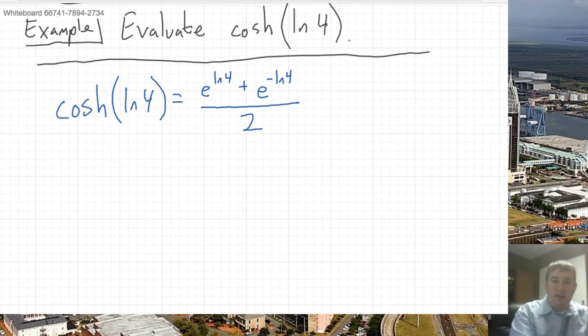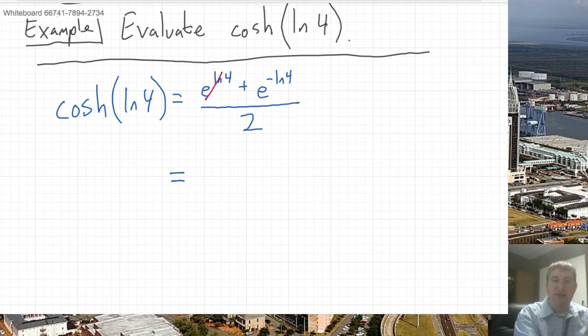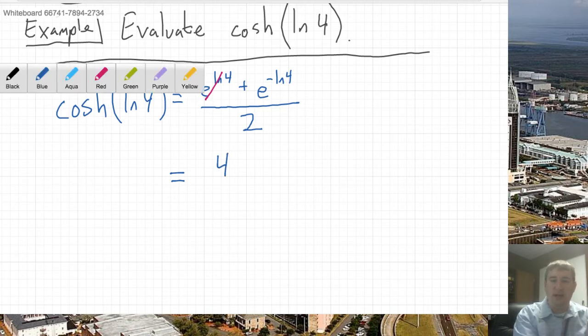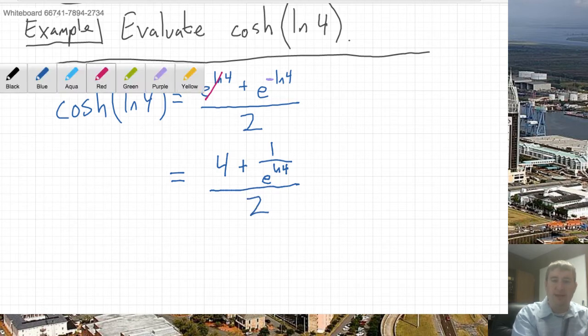Okay? Now, well, what can I do? Let's see here. First part's easy. e and natural log are inverse functions. They cancel each other out, leaving me just a 4. But I have to be careful because I'm not going to get a negative 4 for this other one. That minus sign here means I can rewrite that as 1 over e to the natural log of 4, all divided by 2. And then I can cancel.